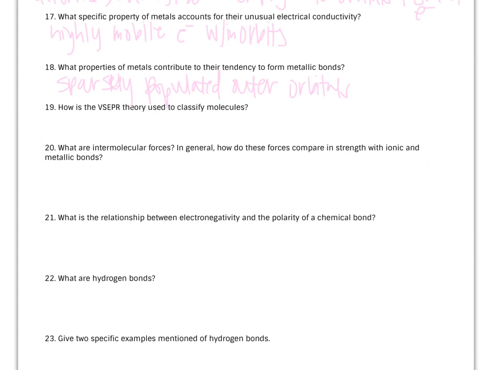Okay, number 19. It says, how is the VSEPR theory used to classify molecules? And it does it on shape, based on the number of bonding electron pairs and lone pairs. And remember, in the VSEPR theory, they want to be as far apart as possible. So we'll just say being repulsed by each other.